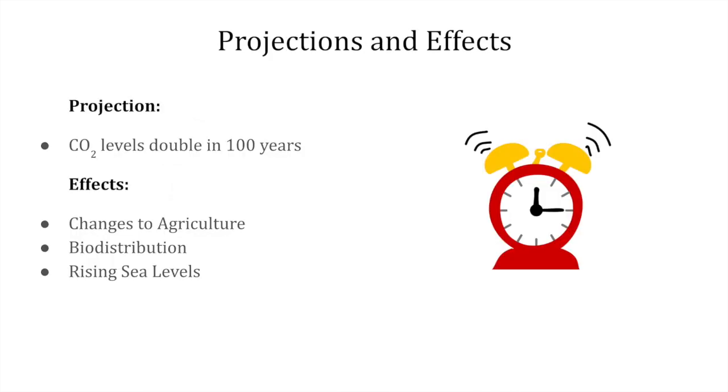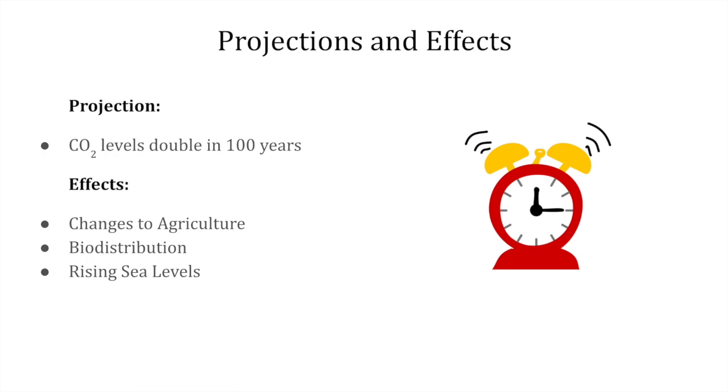So what actually are the effects of global warming, and what are some projections that people have put forth? Well, many experts are saying that CO2 levels might actually double in the next 100 years if CO2 emission levels currently do not drop down drastically in the near future. And if CO2 levels actually double in 100 years, there are many negative effects that would affect the way we live in our world today.